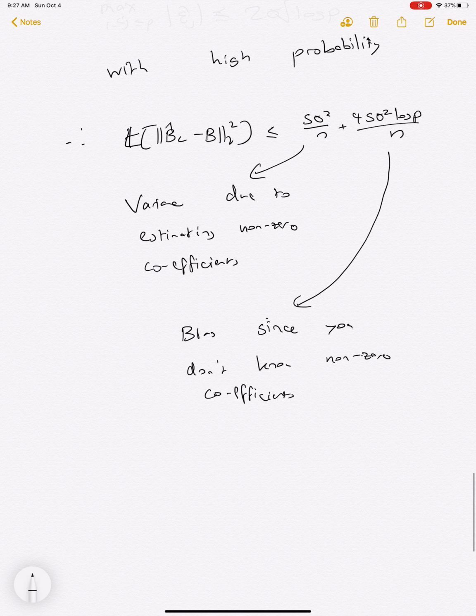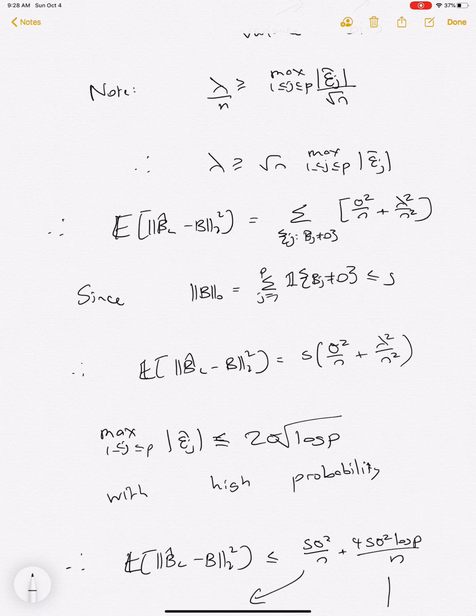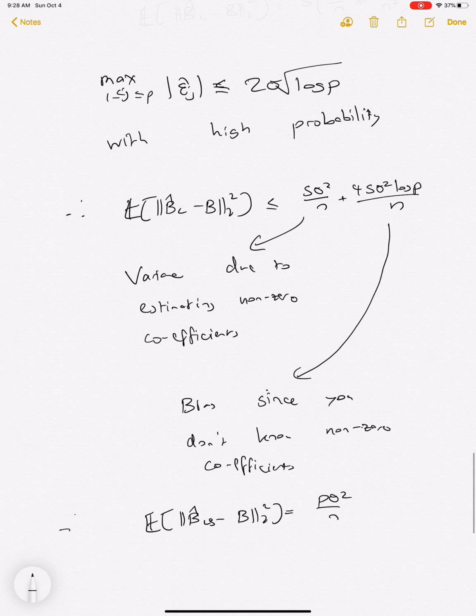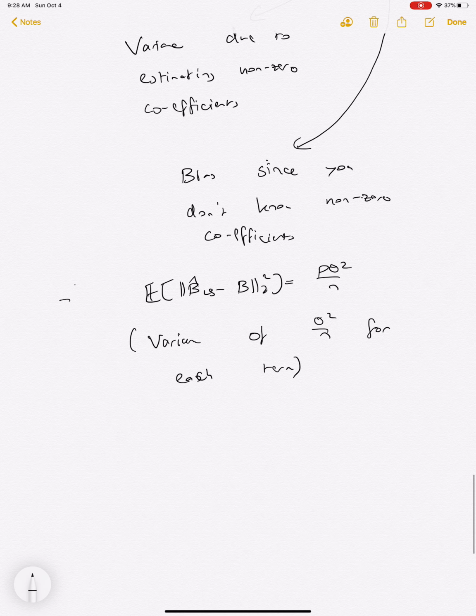And so you can clearly see, as I mentioned in the previous lecture, that we get this term of p sigma squared over n, which occurs when lambda is 0. If lambda is 0, you're not going to do any thresholding, and so you're collecting the sigma squared over n for all of the p terms. Remember, this is a variance of sigma squared over n for each term.